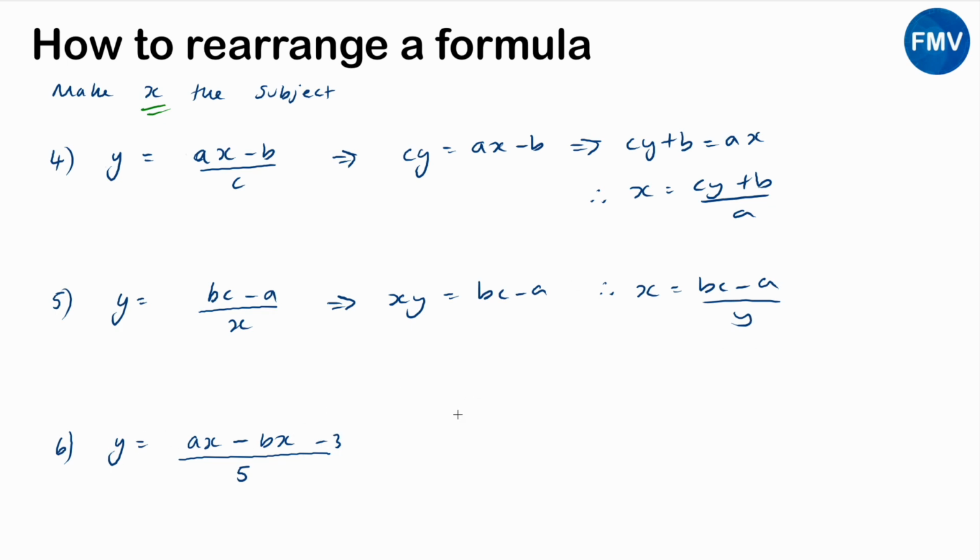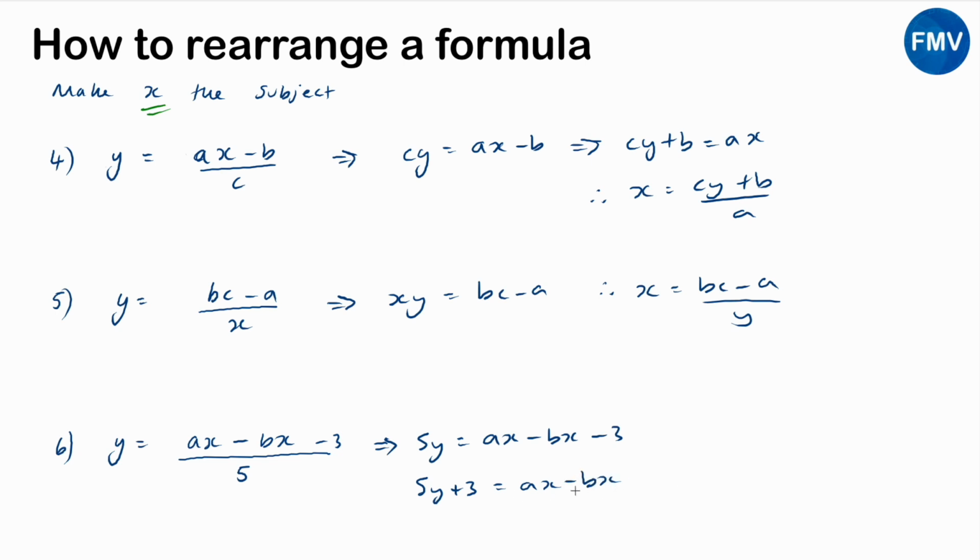The last one, we are looking for x. First thing I would do here is get rid of that denominator by multiplying all of this numerator by 5, so they cancel, and by multiplying y by 5. So now I have 5y is equal to ax minus bx minus 3. My next step will be to add 3 to both sides to cancel that 3. So now I'm going to have 5y add 3 is equal to ax minus bx.